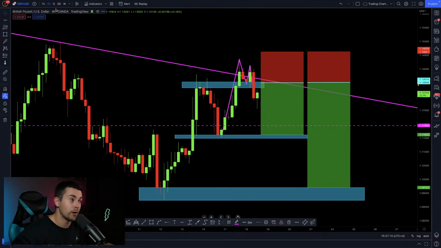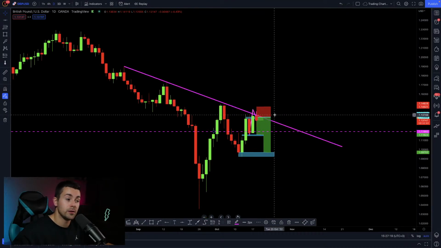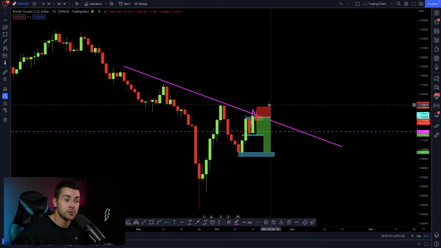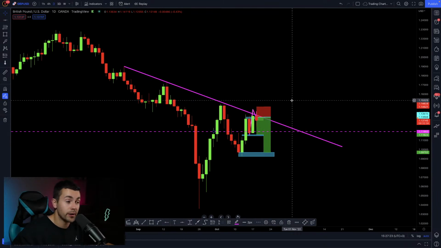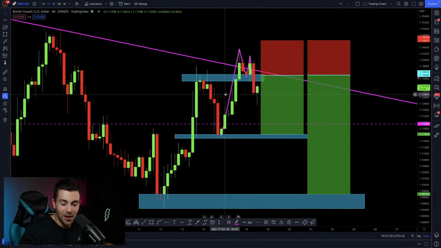So if the price breaks that trend line to the upside, if we see a violation, a daily candle close above that trend line, it will most likely push the pair higher. Yes, I hope that makes sense to you as well.